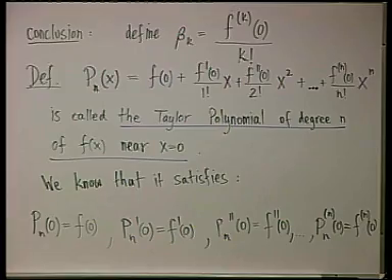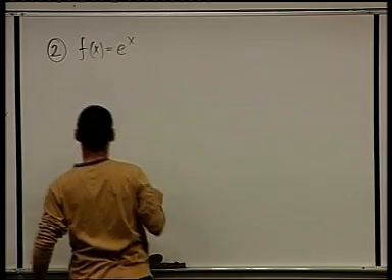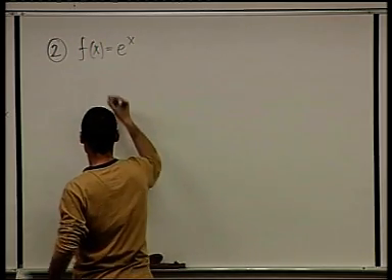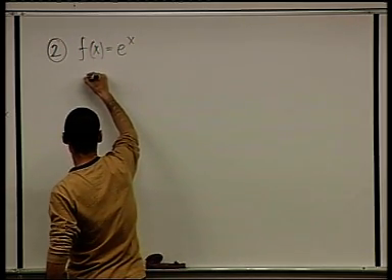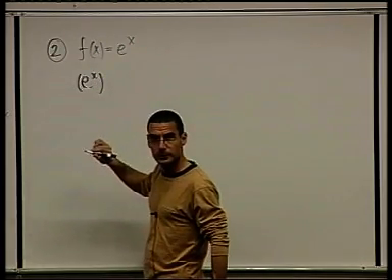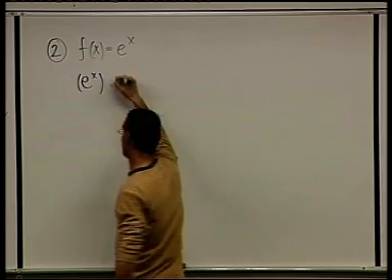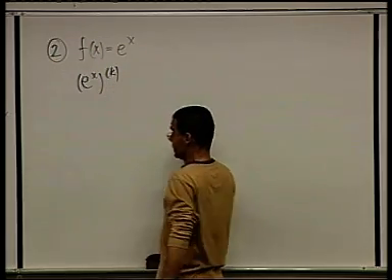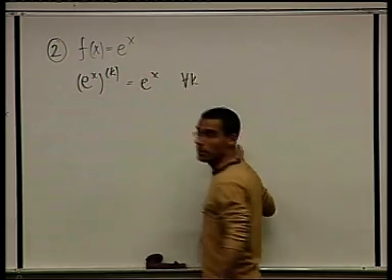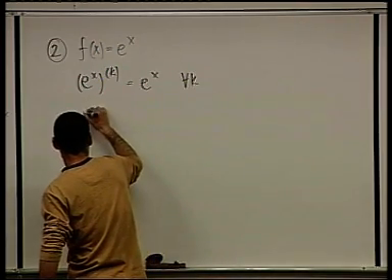So this will be example number 2. Let's do f of x equals e to the x. First of all, what are its derivatives? What is e to the x prime? E to the x. What's e to the x prime prime? E to the x. The kth derivative is e to the x for all k. Do you agree?